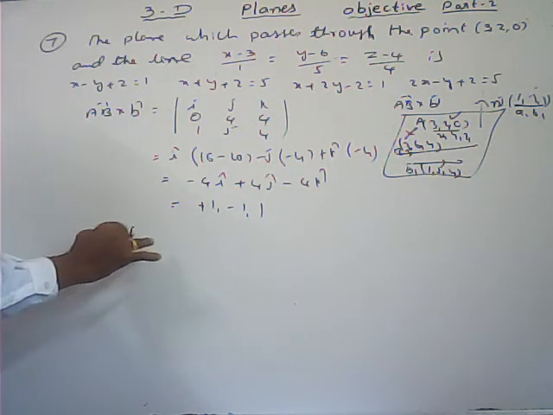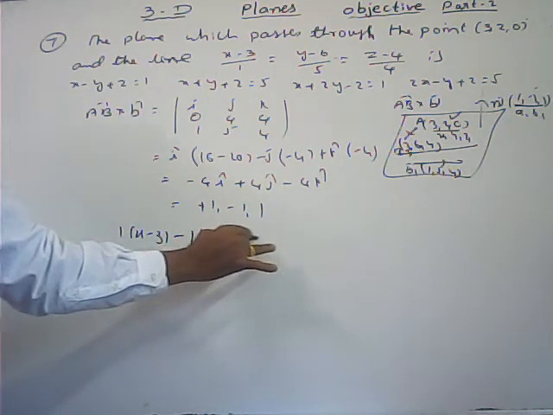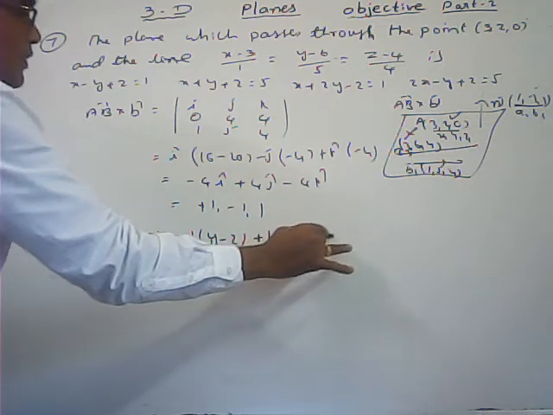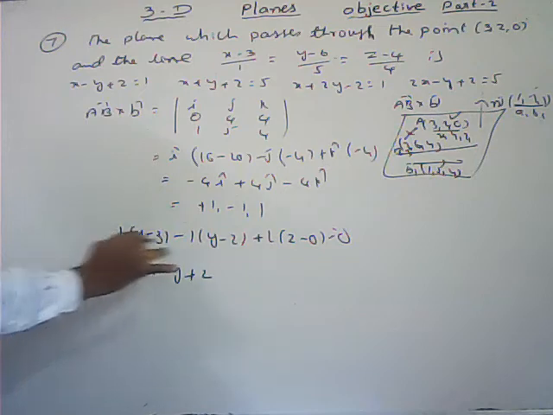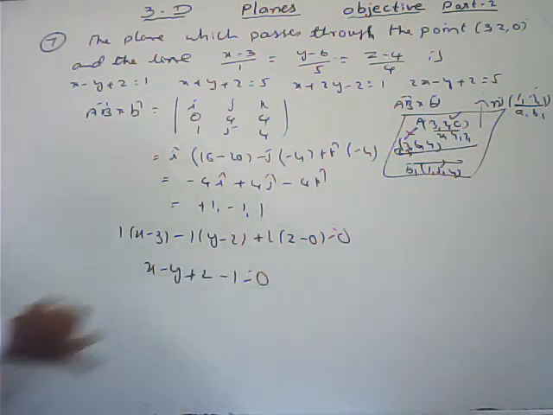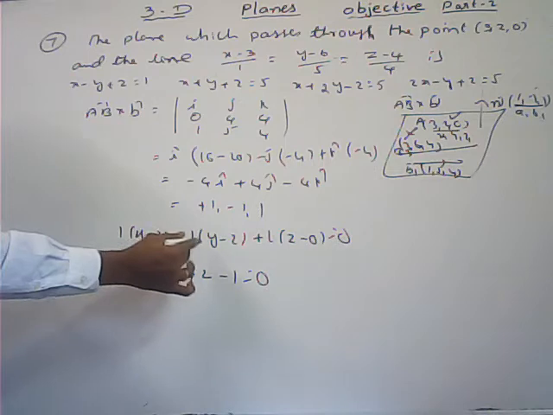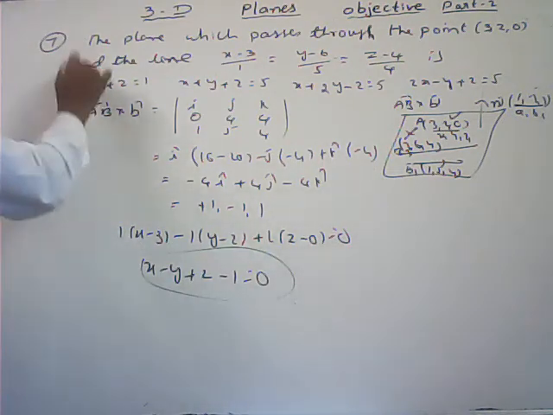A into (x minus x1) plus B into (y minus y1) plus C into (z minus z1) is equal to 0. Substituting, we are getting x minus y plus z minus 1 equals to 0. That is the first option.